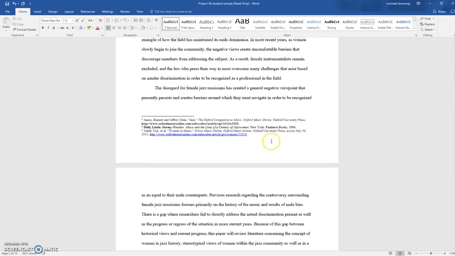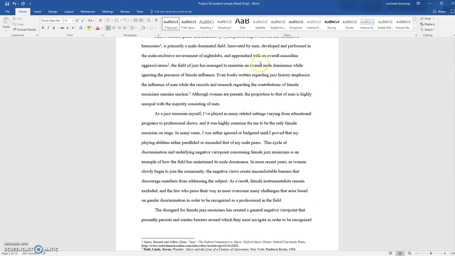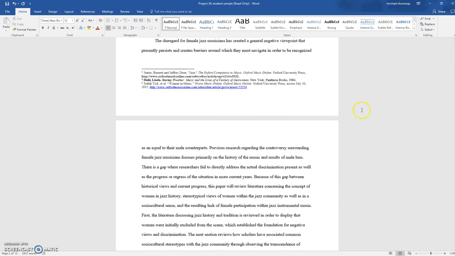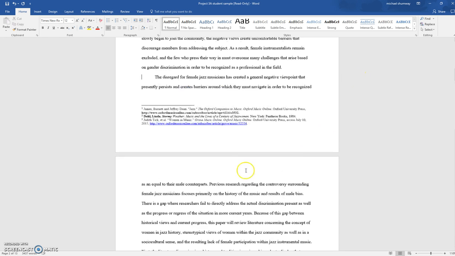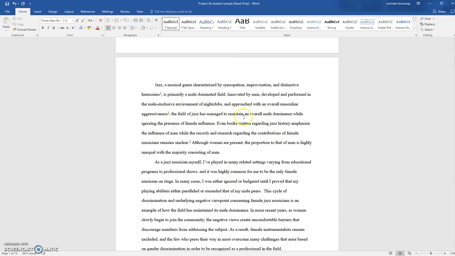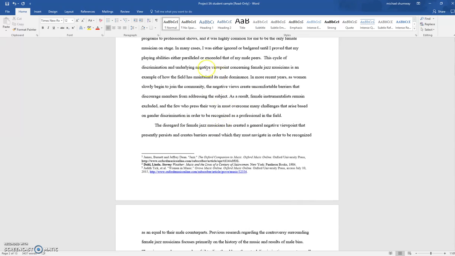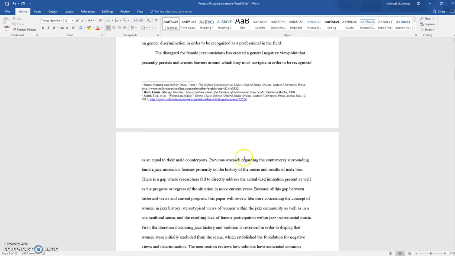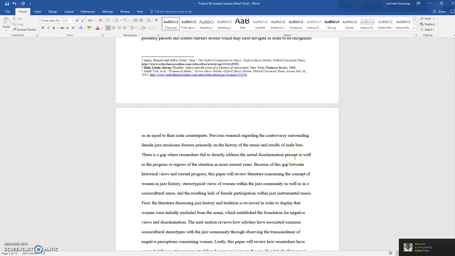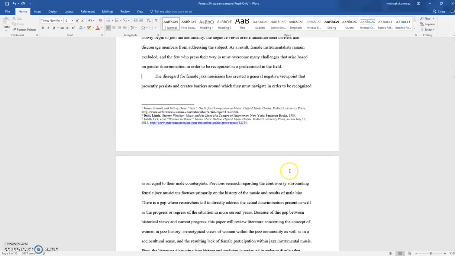And so then we move on into kind of tying these two things together, right? The disregard for female jazz musicians has created a general negative viewpoint. So now we've moved on from what we might call this statement of the problem, and we've moved on from this personal interaction, and we moved into the current field, right? The current state of the issue as it relates to this field and why it's a problem.